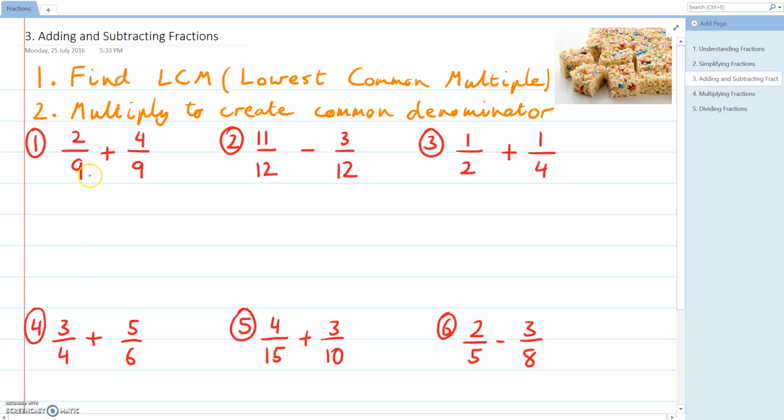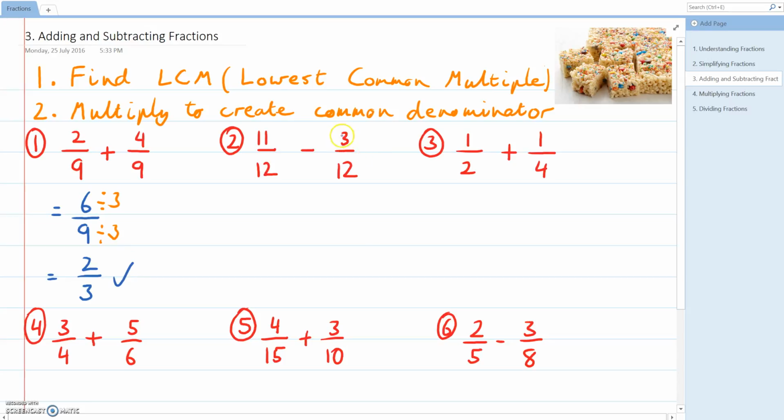So if we have the same common denominator, in this case 9, we can just add our numerators together. So 2 plus 4 is 6 over 9. And there's one more step we have to do with this question. Because we've got a common factor, 3 goes into both 6 and 9. 6 divided by 3 is 2, and 9 divided by 3 is 3. So that's our fully simplified expression.